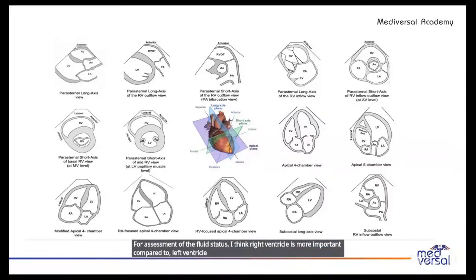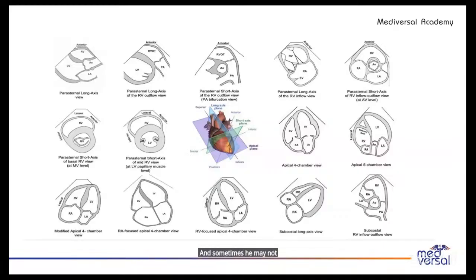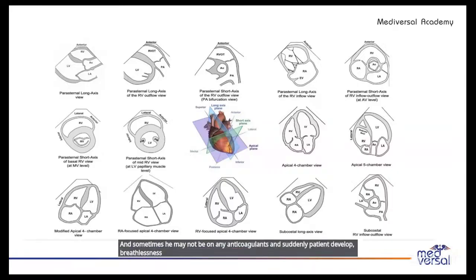You will measure it in situations like after a hip fracture, where orthopedic surgery was done and the patient was immobilized for a few weeks. Sometimes he may not be on any anticoagulants, and suddenly the patient develops breathlessness or goes into respiratory failure. The cardiologist will get a call and will suspect pulmonary thromboembolism. On ECG we will see signs like sinus tachycardia, right bundle branch block, and the S1Q3T3 pattern.